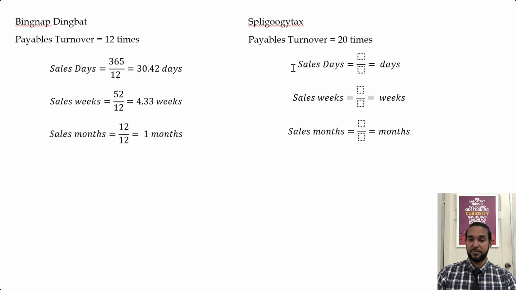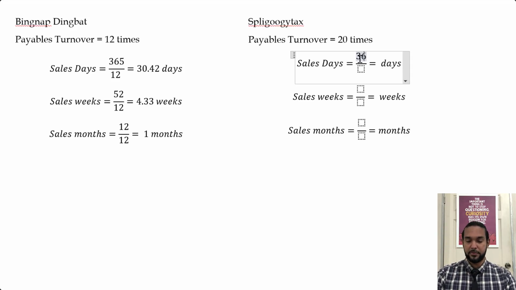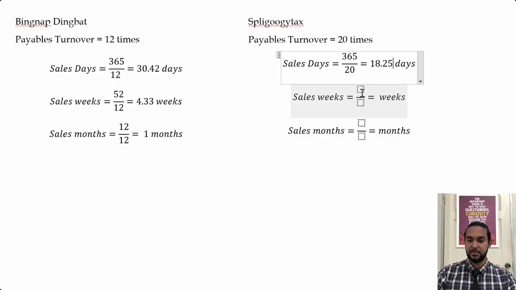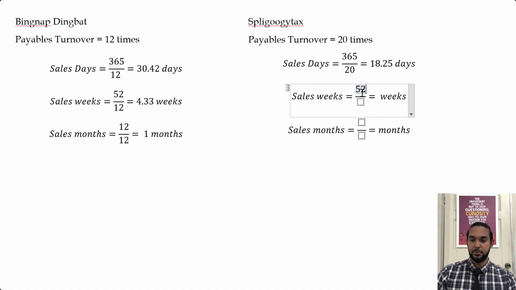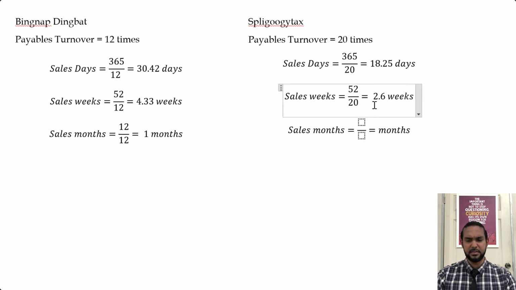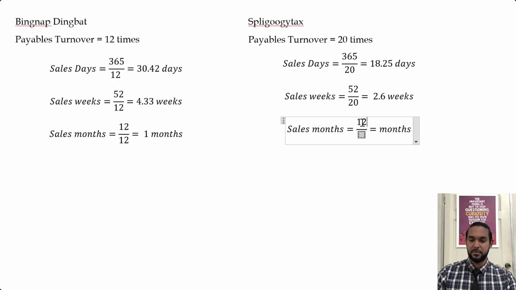So I want you guys to try it for Split Googie Tax, and it was 20 times. So take a pause, do the calculation, and then unpause to correct. Okay, let's do it. So we have 365 divided by 20. That's going to give us 18.25 days. Then we could do 52 divided by 20, so that's going to give us 2.6 weeks, I believe. Is it? Yeah, I feel so. Then we're going to have 12 divided by 20, which is 0.6. Yeah. Okay, cool. All right.